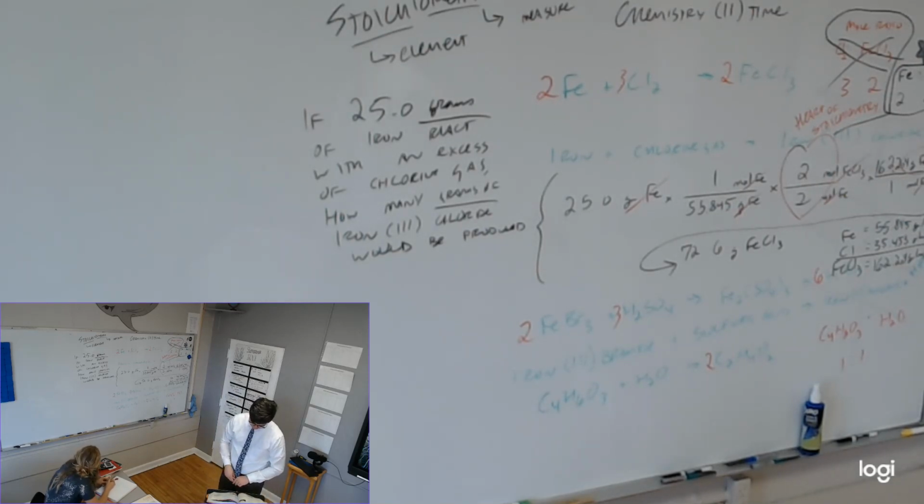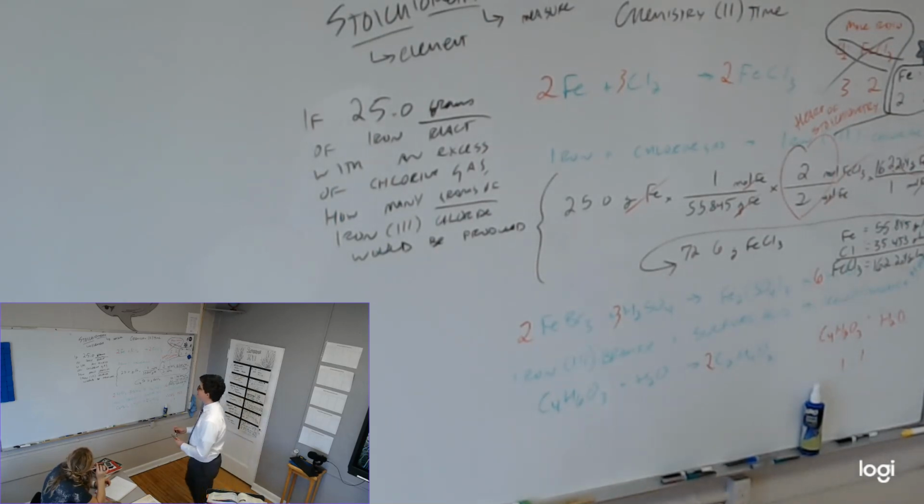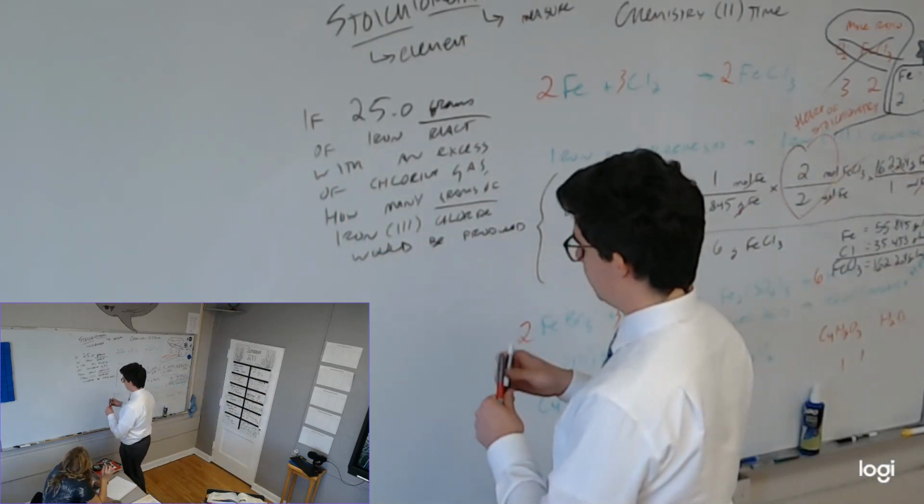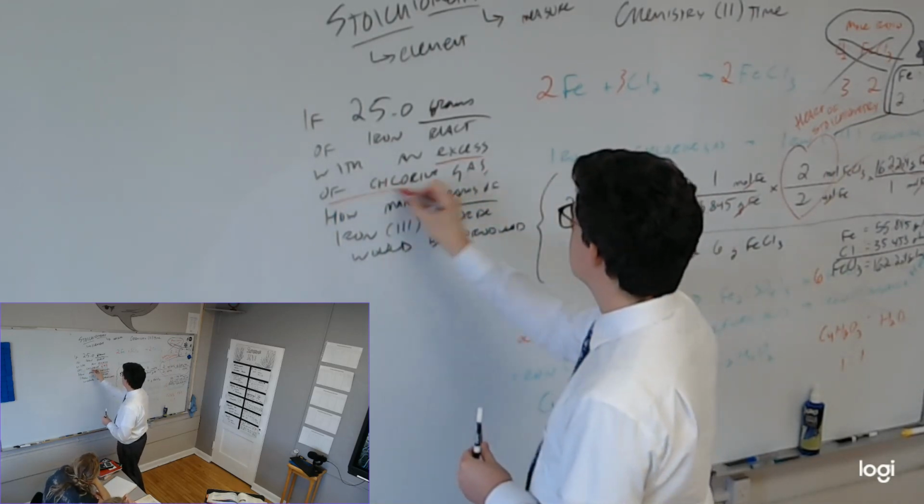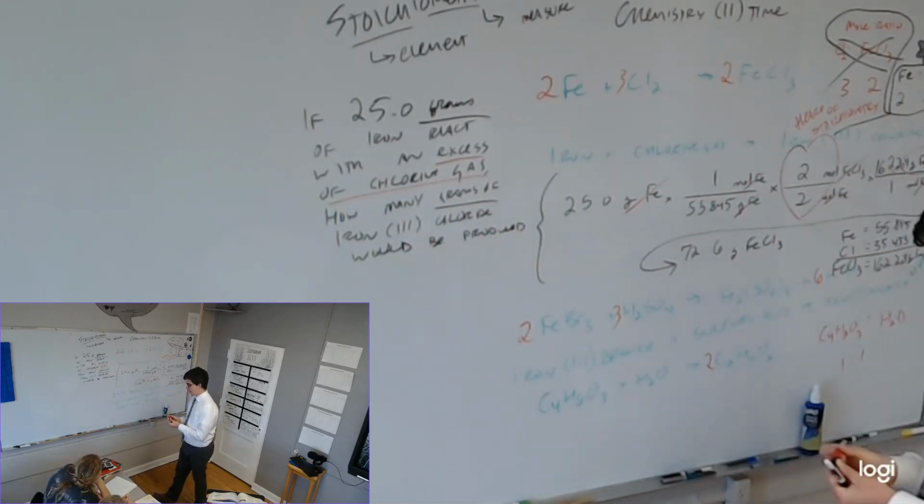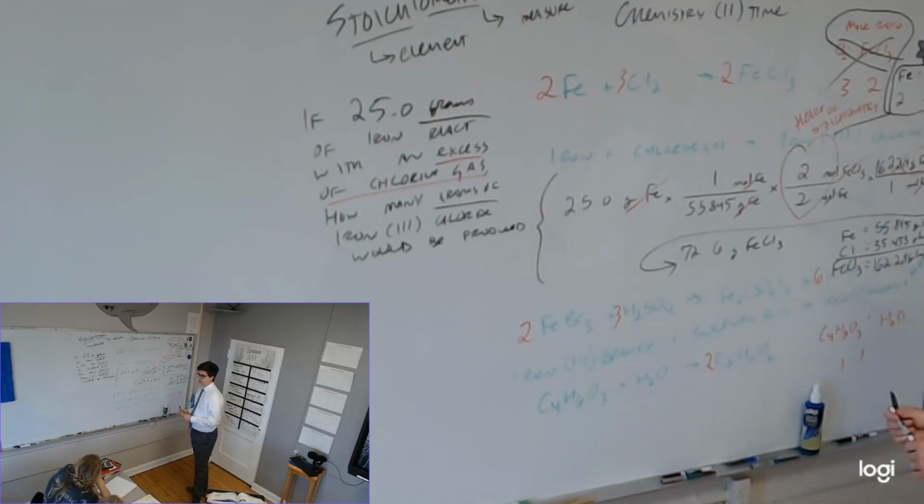Real quick, let's talk about this idea of the limiting and excess reactants. Why does this have to say an excess of chlorine gas? It says an excess of chlorine gas. What does the word excess mean? Extra. Yeah, it means there's more than enough chlorine gas for it to go on. Some people have excess clothes, right? They have more than enough clothes. Do you, Callie? More than enough. Excess means more than enough.